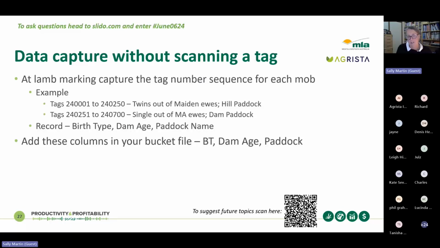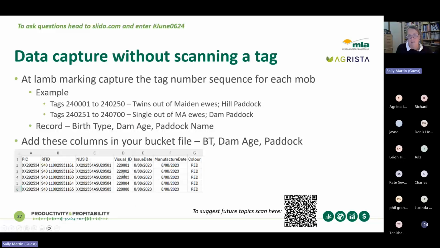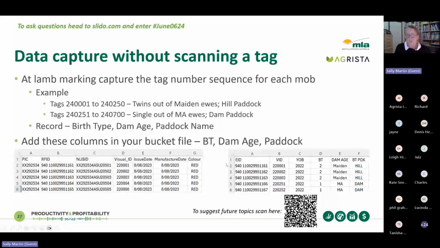How that might come about is we get these bucket files. I talked about this briefly before. This is what a bucket file would look like. You've got your PIC, your property identification code, your electronic identification, that's your NLIS, and this visual tag. What I've done here is tidy this bucket file up, and we've got our electronic tag, our visual tag, and the year that these particular sheep were born. These ones were all twins. They were all born in the twin paddock. So we know their birth type.